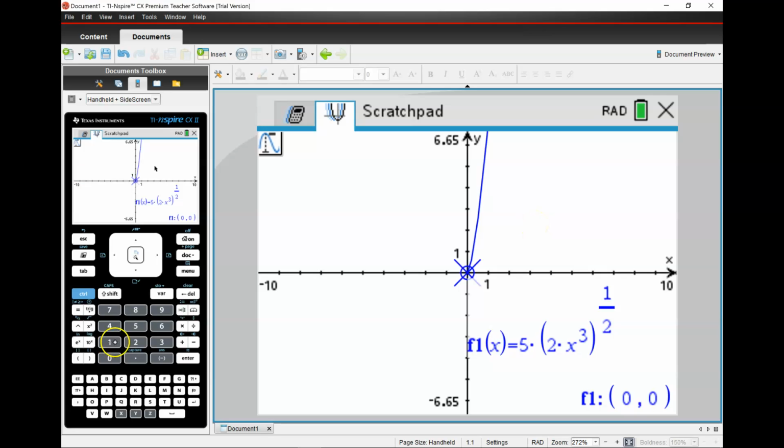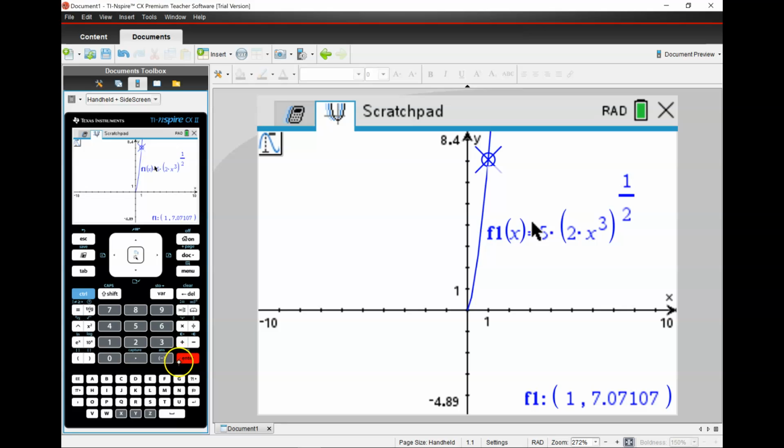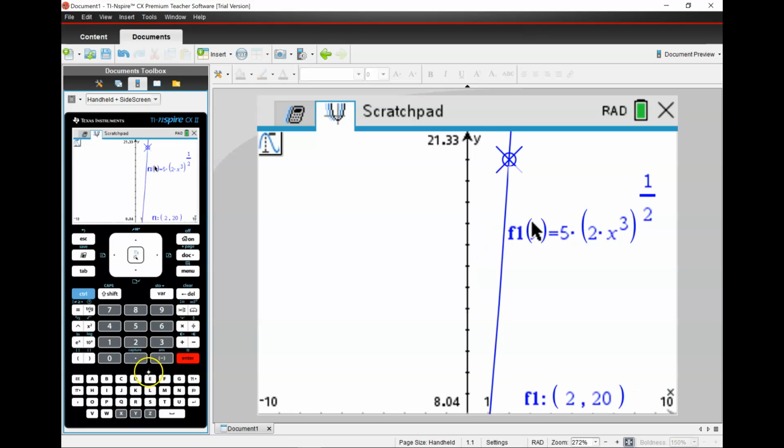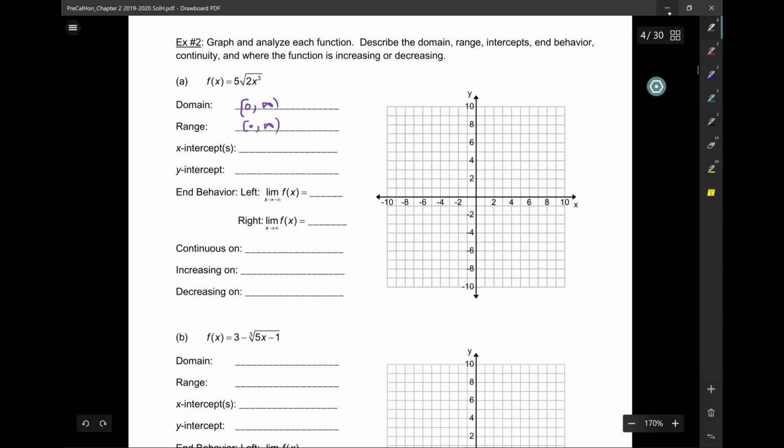When x is 1, y is 7 already. When x is 2, y is 20. So all I'm going to do is put in here the 0. When x is 1, y is 7.0. And then I know that it's going to go up. Okay? All right, we're going to fill these out very quickly. The x-intercept is 0, 0. Y-intercept is the same. Okay.